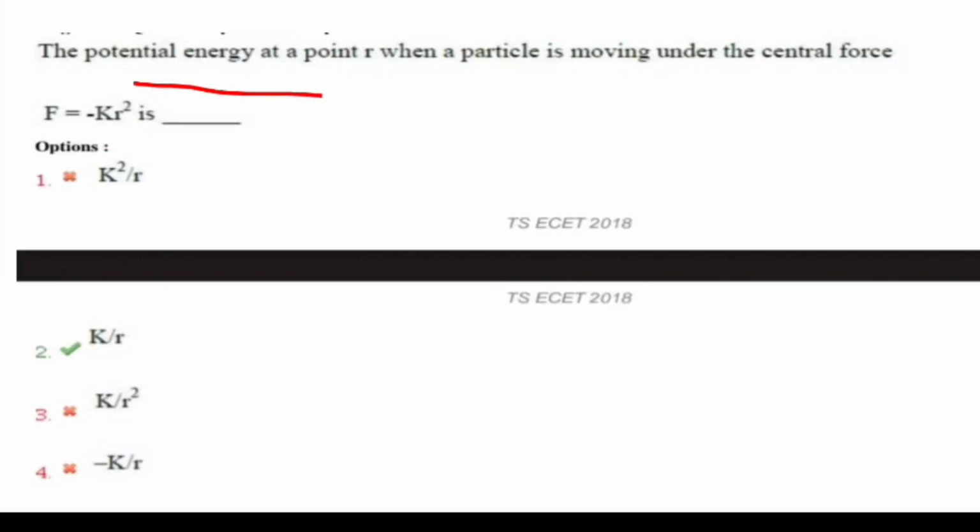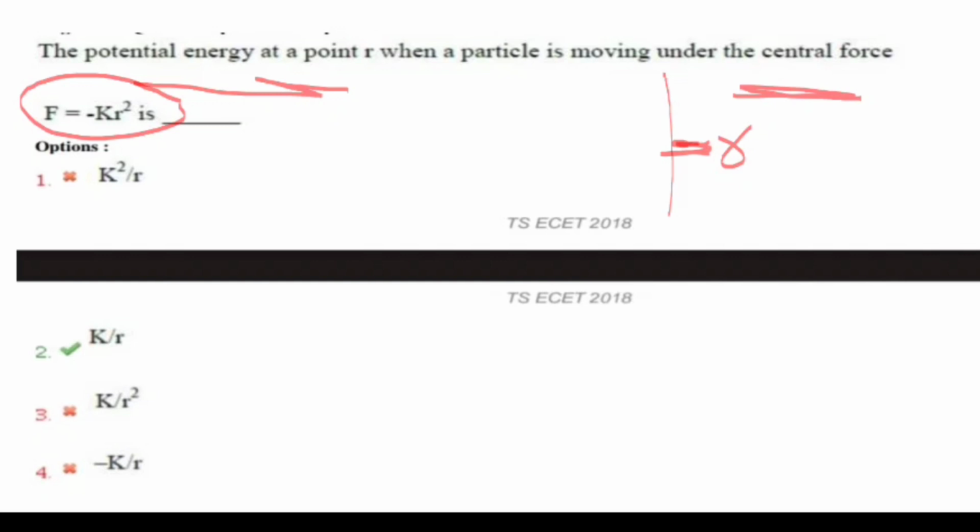The potential energy at a point R when a particle is moving under the central force F equals minus kr square is. Suppose a body is moving like this towards up at some point R under the central force F equals minus kr square. He's asking about the potential energy.